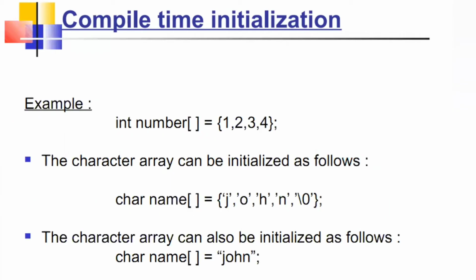Compile time initialization of different types: int number[] = {1, 2, 3, 4}. A character array can be initialized as char name[] = {'J','O','H','N','\0'}. The character array can be initialized as follows. It can be initialized in this way also.